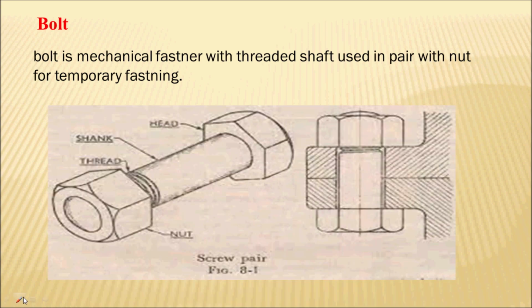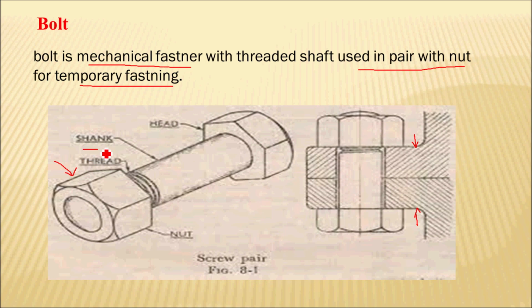So first of all, what is a bolt? A bolt is a type of mechanical fastener that is always used in pair with a nut, for temporary fastening of two components together. So bolt is used for temporary fastening.